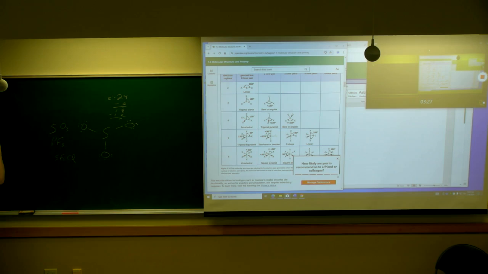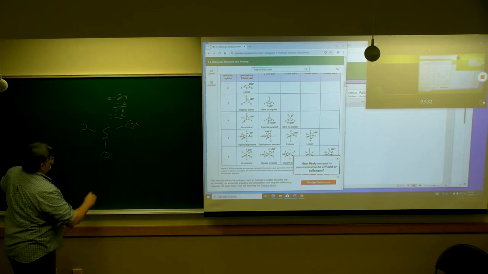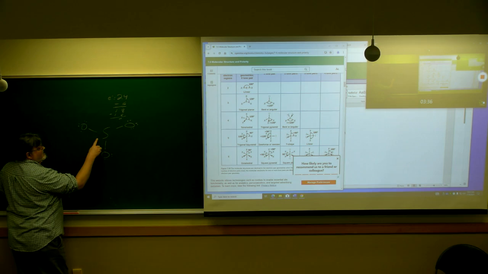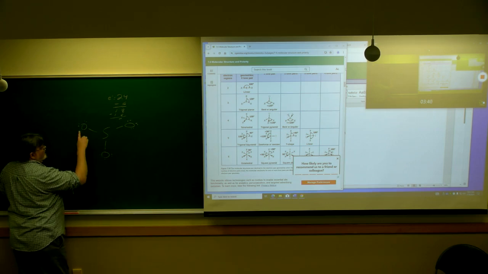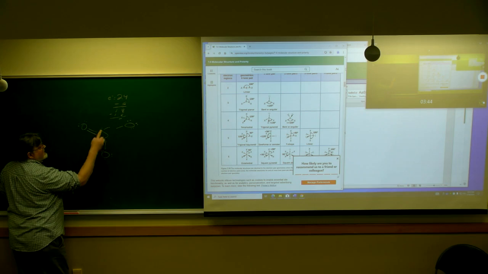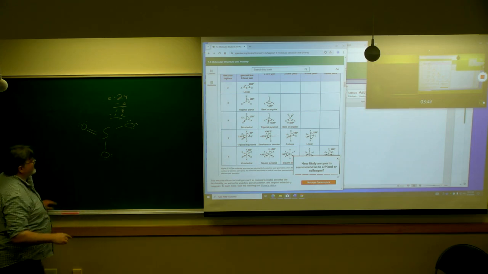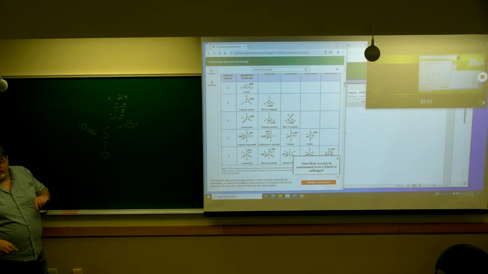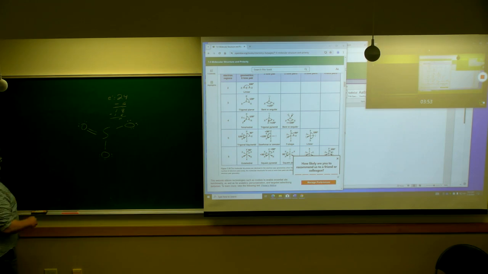In terms of octets, this has 8, this has 8, this has 8. Now the central atom does not have 8. So what you do is you borrow, just pick one from one of these pairs and make a second bond. Now sulfur has 8 electrons around it. There's 2 electrons in each line, in each bond. So that does it. That's the Lewis structure for SO3.